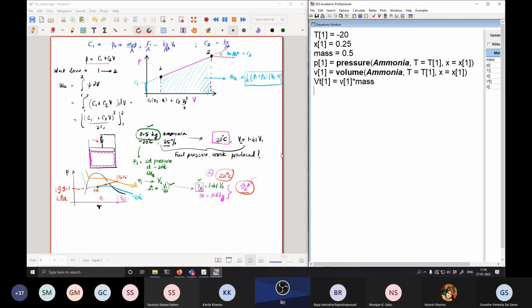Now what should I do? I now know that V2 is 1.41 times V1. So I will say simply VT2 is 1.41 times VT1. This is correct. Now I can figure out what the specific volume at 2 is. The specific volume at 2 is equal to the total volume at state 2 divided by the mass. This is now the specific volume at point 2.